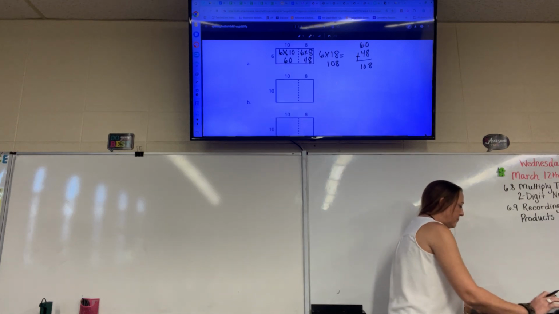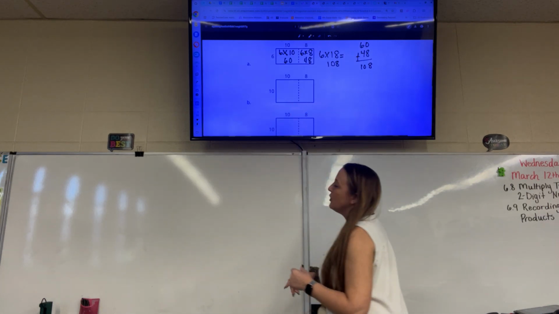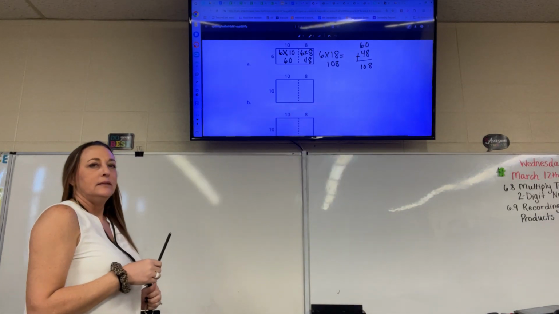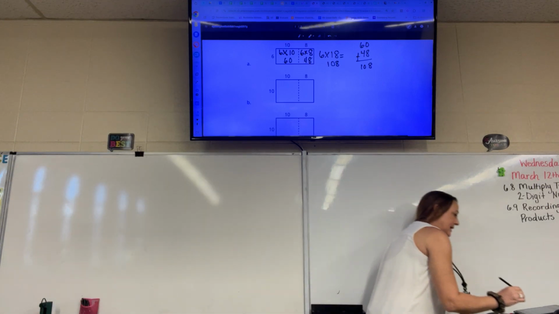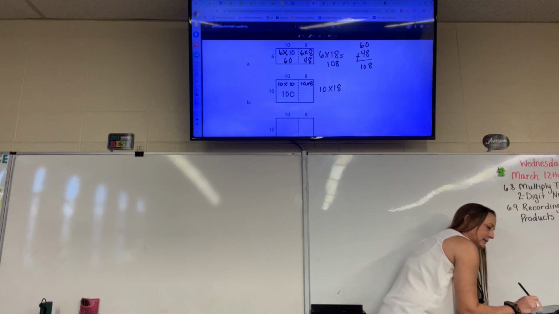What problem, if a student made this diagram right here, what problem were they trying to solve, Mary? 10 times 18. Yes. So first we're going to do 10 times 10, and then 10 times 8. What's 10 times 10? 100.